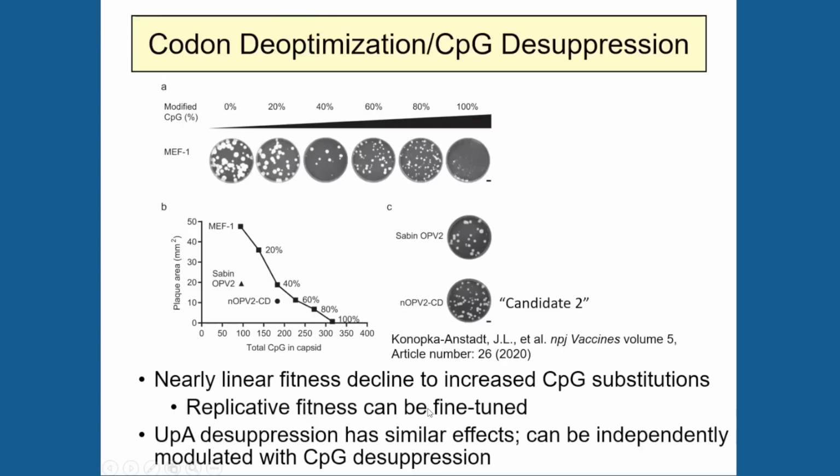There is a nearly linear fitness decline with increasing CpG substitutions. So that was an advantage, because the replicative fitness of the virus can be fine-tuned. And as I think Cara sometimes said, you sort of dial in the amount of fitness reduction you want. And UPA desuppression has similar effects. The slope of the dose response curve is more shallow for UPA than it is for CpG. But UPA and CpG can be independently modulated as a strategy.